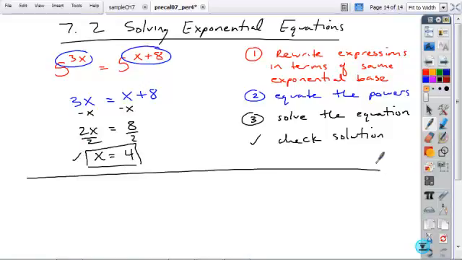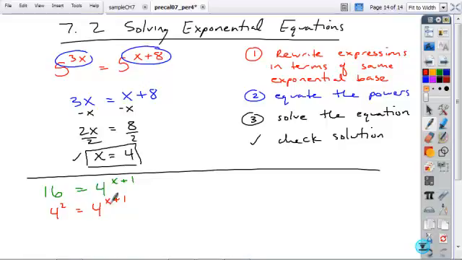All right, I want you to try one more. It's slightly more difficult. We add the first step into it, but I want you to try on your own. See if you can solve this equation, please. So the first step is to rewrite the expressions in terms of the same base. Can you express 16 and 4 in terms of the same base? Yeah, 16 can also be expressed as what? 4 squared.